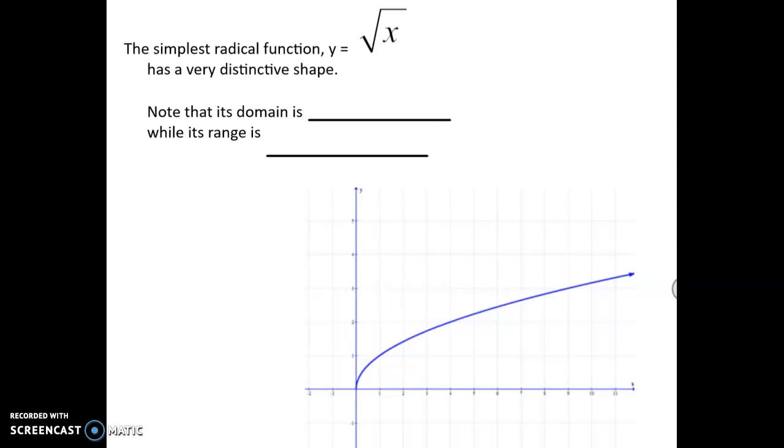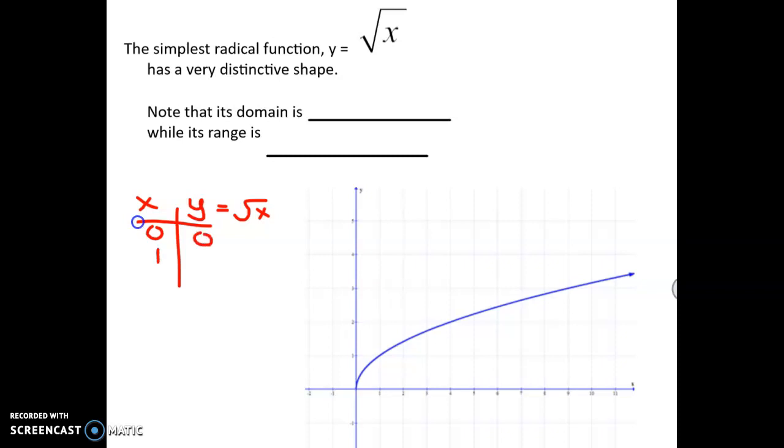Now the square root of x has a very distinctive shape. If you were to make a table of values to describe the function, remember that you pick some x's and then you plug them into the formula to find your y's. When I'm picking my x's for a radical function, I only want to pick numbers that are nice to square root. The easiest, smallest number that I can square root would be 0. And when I square root 0, I get 0.